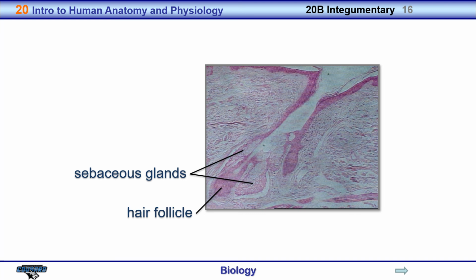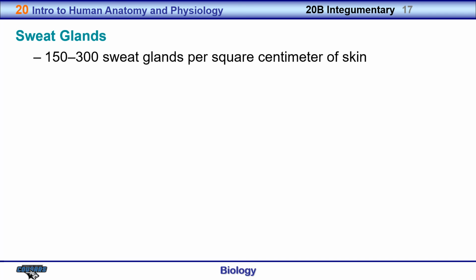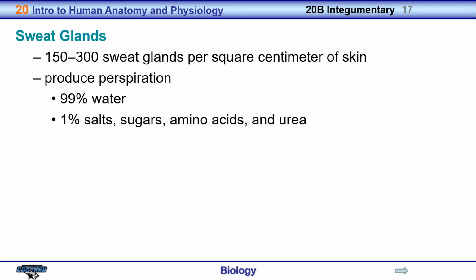So here's our hair follicle, and on either side of it is where the sebaceous glands are, and they are the ones that produce the oil that will then oil the hair and then come out on the body to keep the rest of the body warm, moist and soft. So we have lots of sweat glands. They produce perspiration, 99% water, and the other 1% is salts, and there are some other things in your perspiration as well: sugars, amino acids, and urea.